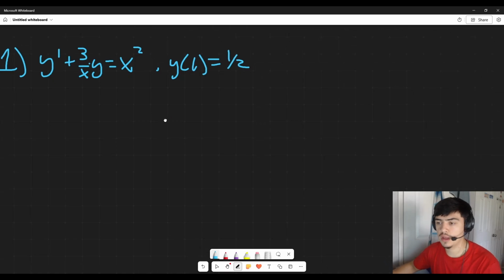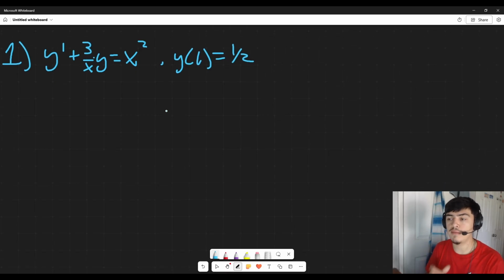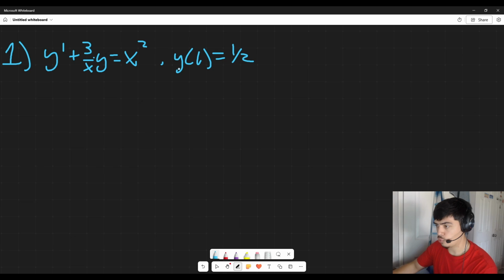So the first example we'll be covering today is the differential equation y prime plus 3 over x times y equals x squared. And we do have an initial condition as well. We have y of 1 is equal to 1/2, which we'll handle at the very end. So we can recognize that this is in the form of y prime plus a function of x times y equals another function of x. So the first step of the Bernoulli method is to set y equal to u times v.